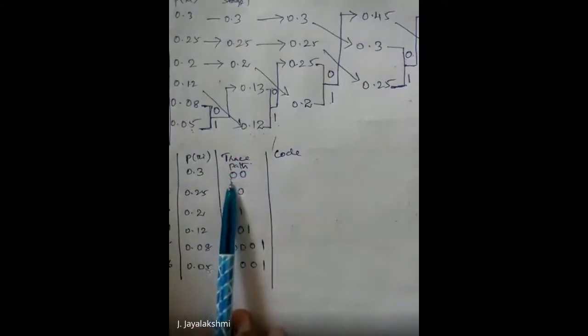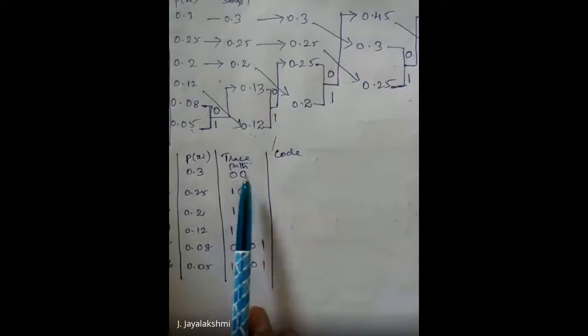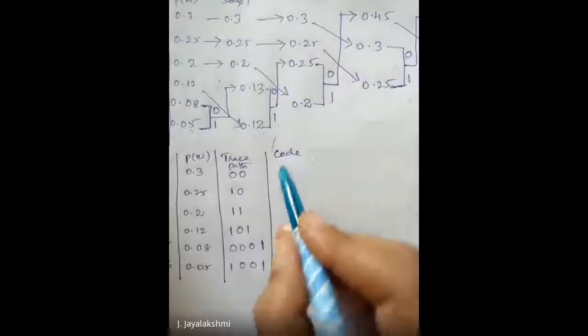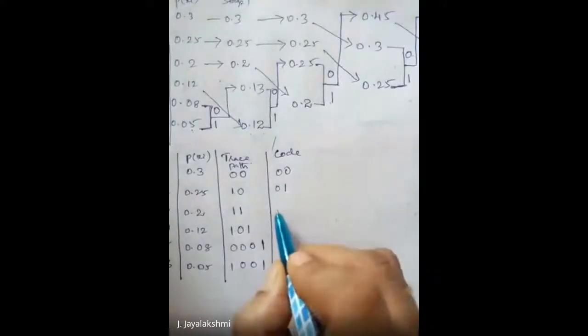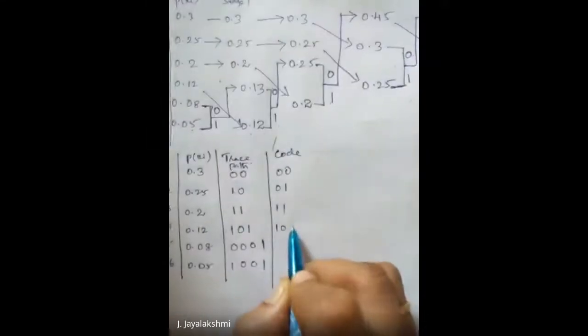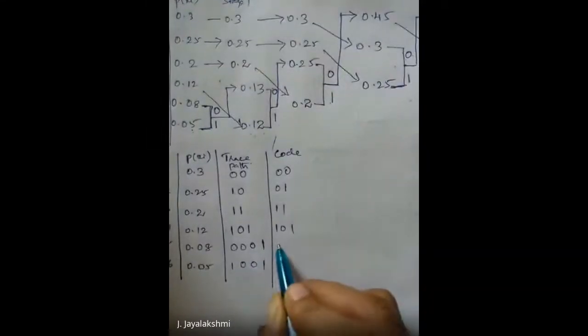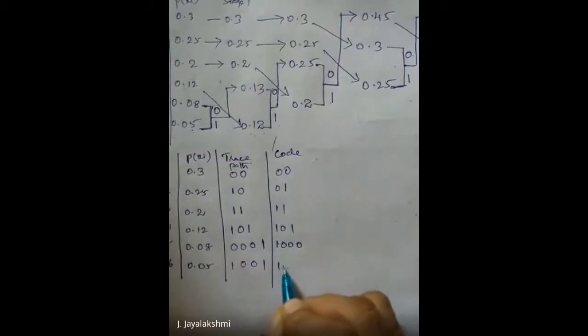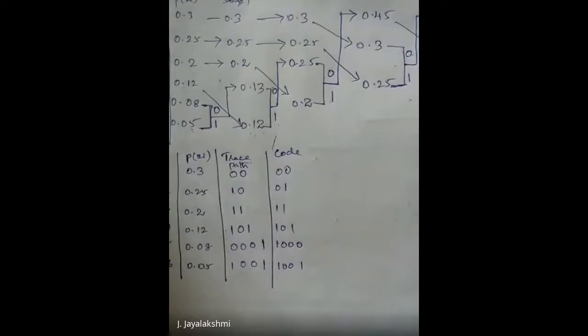Code word is nothing but writing in the reverse order. That is MSB bit followed by LSB bit. Here, this is your MSB bit and this is the LSB bit. You have to write it in the reverse order. That is a mirror image of the bits written. So this is 0, 0, and this will become 0, 1, and this is 1, 1. This is also a mirror image, 1, 1, 0, 1, and this will be 1, 0, 0, 0. Just write the mirror image of the bits of the traced path.